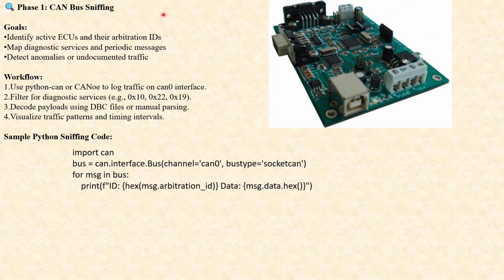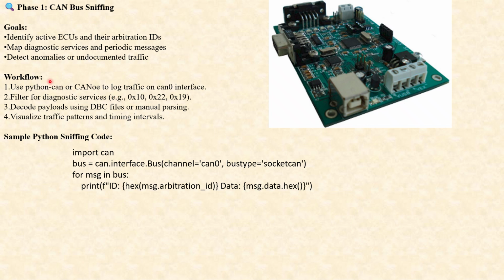Now what is the first phase? The first phase is CAN bus sniffing. So what is the goal of this CAN bus sniffing? Identify active ECUs and their arbitration IDs. The next goal is to map diagnostic services and periodic messages. And third is to detect anomalies or undocumented traffic. So these are the three major goals of this first step.